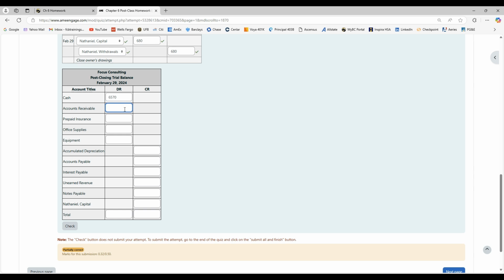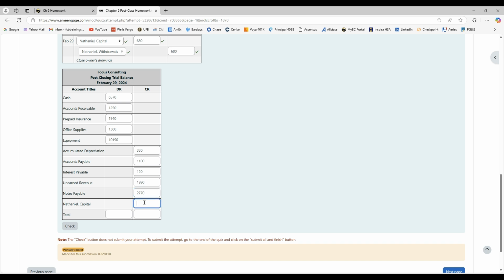One easy place to start is to input all the accounts that don't get closed. They provide you with the post-close trial balance here with the accounts already listed, so it's pretty easy to pull all these in off of the trial balance above. There's not a whole lot you're doing there other than transposing from that trial balance to here. So let me finish that. Notes payable. Sorry, I'm getting lost there.